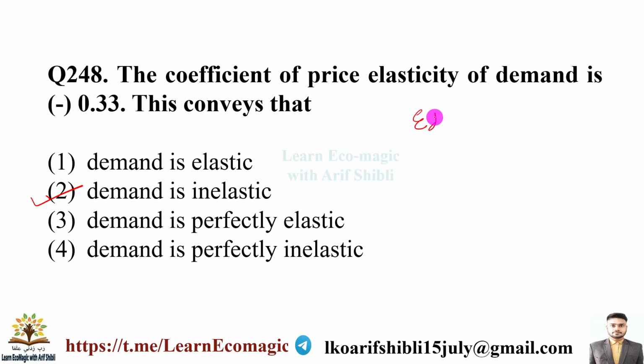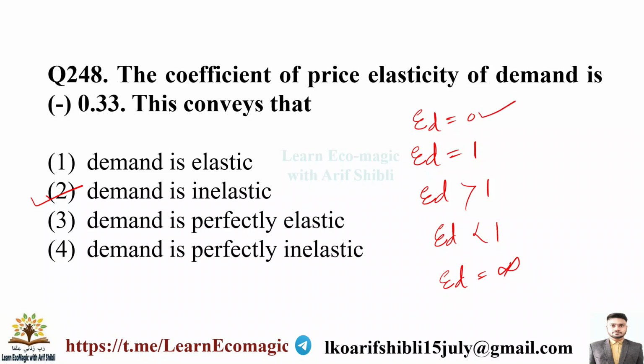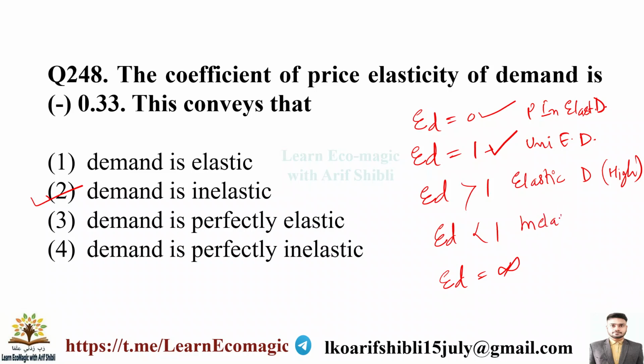There are 5 cases of elasticity of demand: if ED is equal to 0, if ED is equal to 1, if ED is greater than 1, if ED is less than 1, or if ED is infinity. In the case of ED equal to 0, the elasticity of demand will be 0, or perfectly inelastic demand. In the case of ED equal to 1, it will be unitary elastic demand. If ED is greater than 1, it means elastic demand or highly elastic demand. If ED is less than 1, it will be inelastic demand or less elastic demand. If ED is equal to infinity, it means perfectly elastic demand. So these are the 5 degrees of the elasticity of demand.